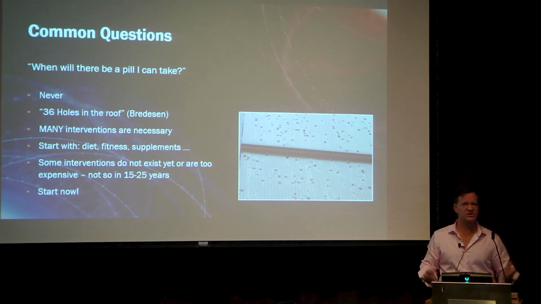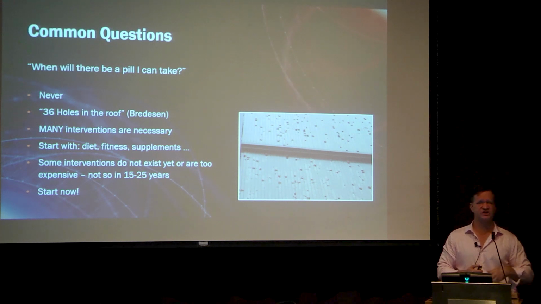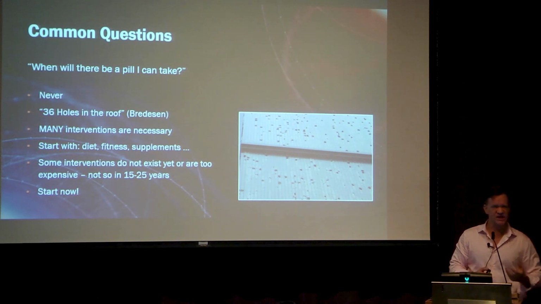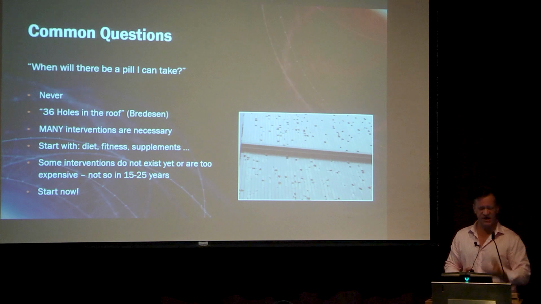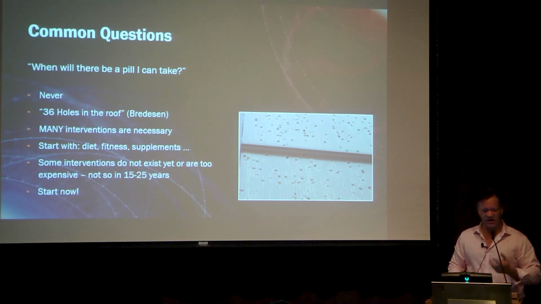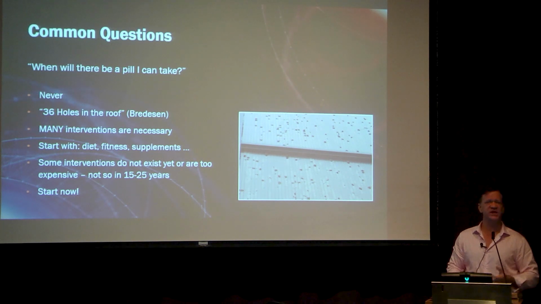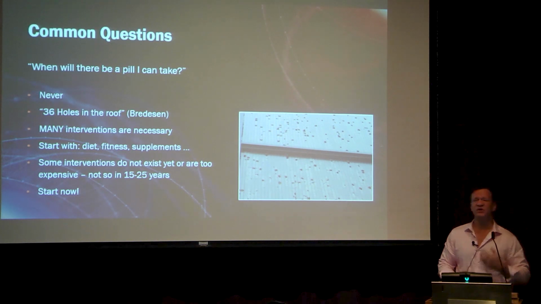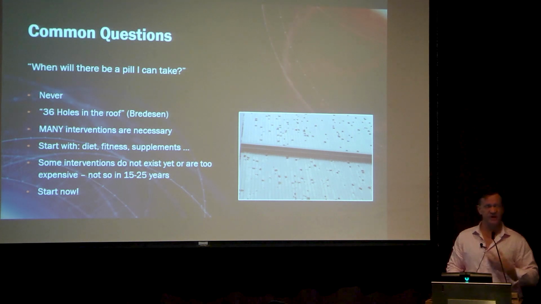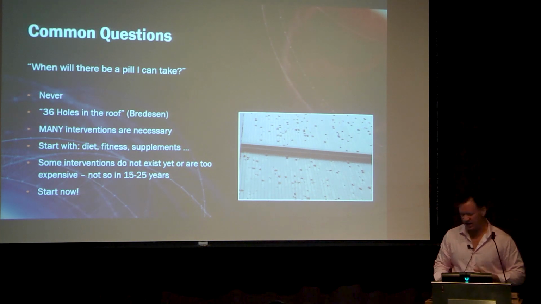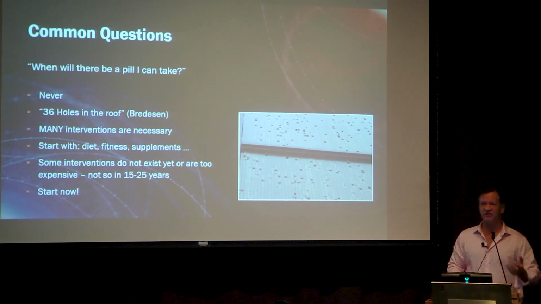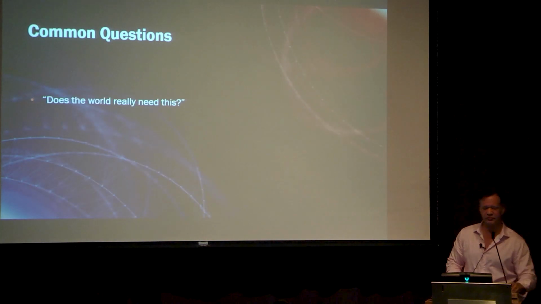Aging is a very, very similar sort of thing. You have to use many different interventions because there are many different things going on in the aging process. You have to start with diet and fitness and supplementation and basic things like that and build a foundation. Then there are other interventions, holes that we can't quite patch yet, or that are too expensive, but in 15 or 25 years, they will not be nearly as expensive, and they will be much more readily available. And my best advice I can give you is learn everything you can and get started now.